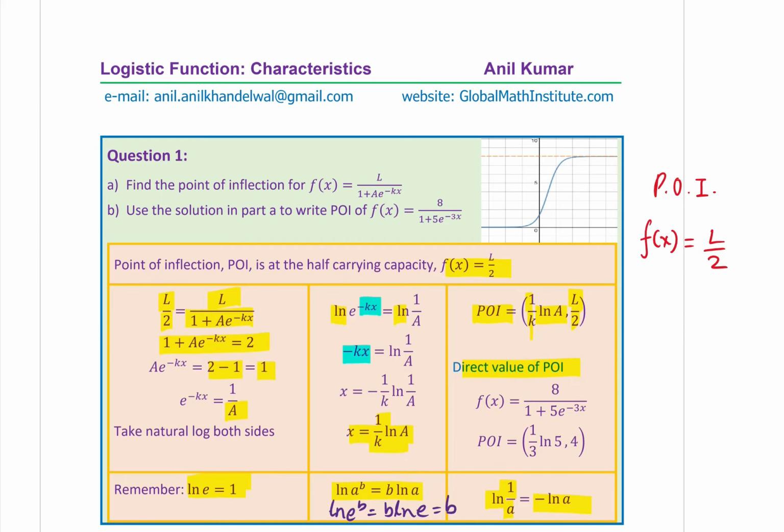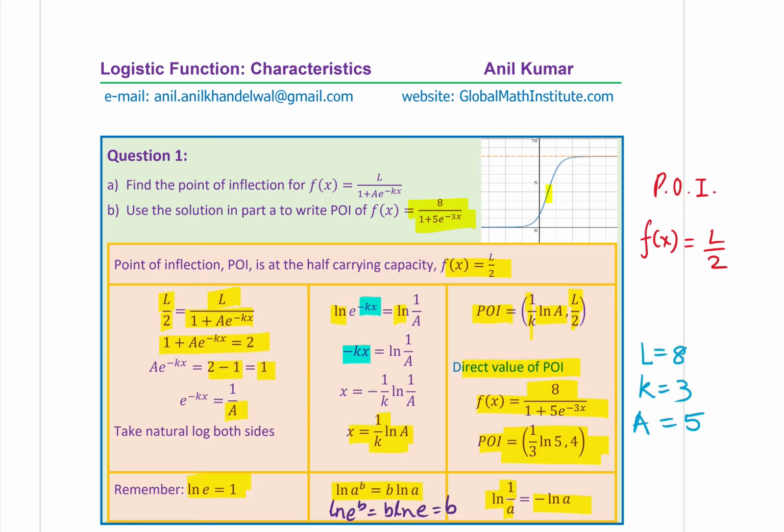Now let's find the point of inflection for the given equation. In the given equation, we are given that the L value equals 8, the k value equals 3, and the a value equals 5. Substituting that, 1 over k means 1 over 3, right? And the value of a is 5 for us. So we get ln 5, and half of 8 is 4. So we get the point of inflection straight away from the given formula. I hope that makes sense. Correct? And that gives you the center point right there.